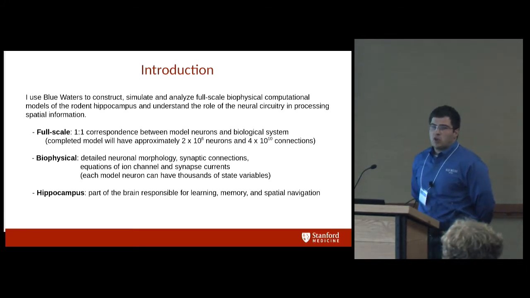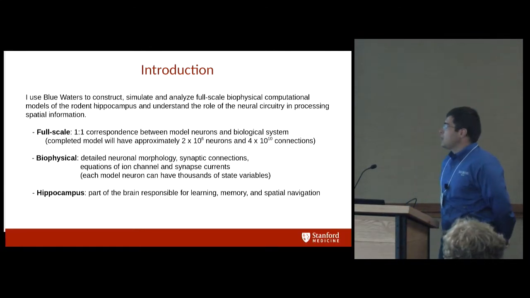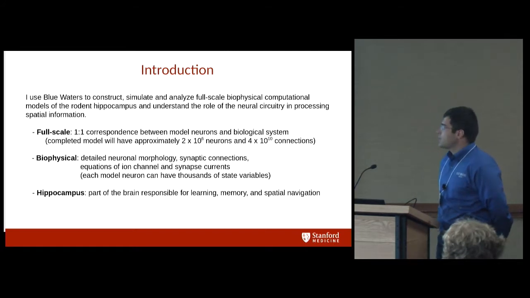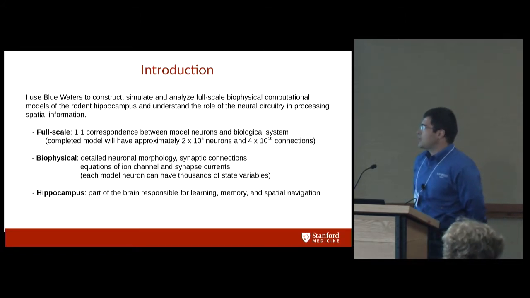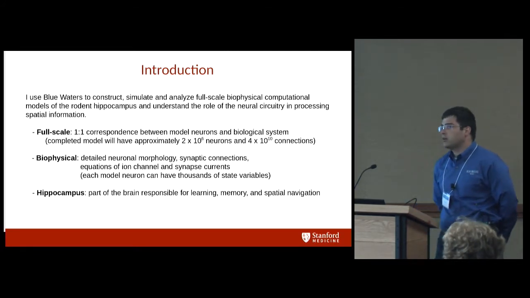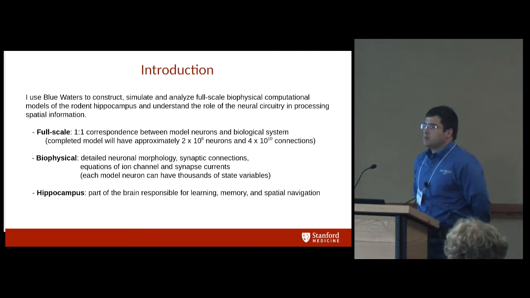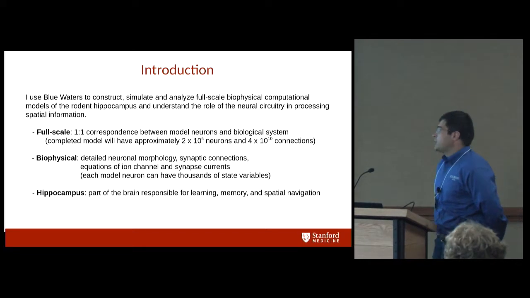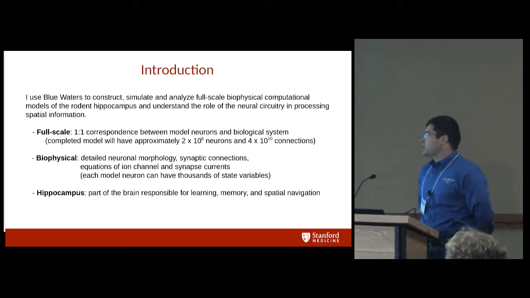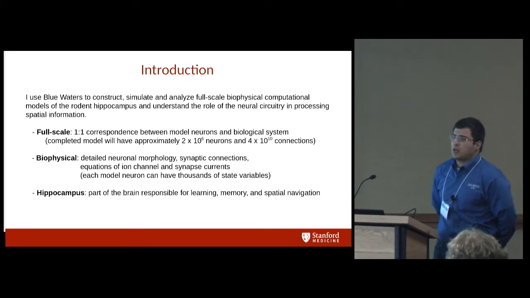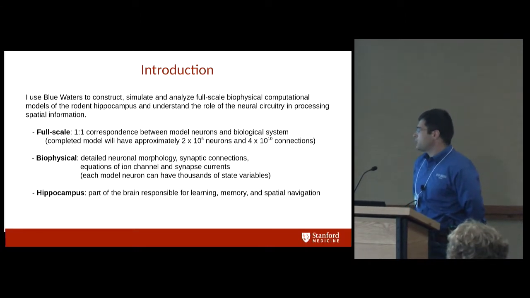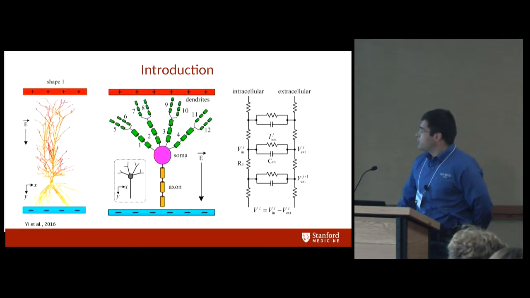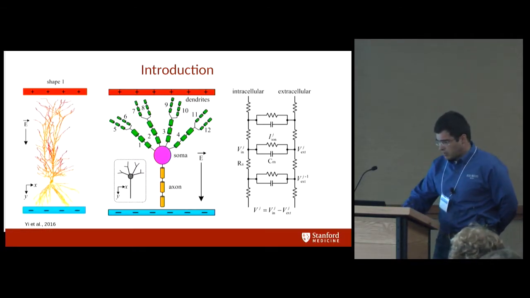We called our model biophysical because we include detailed neuronal morphology, the dynamics of ion channels, synaptic connections, and synaptic currents. And so every model neuron has on the order of thousands of state variables. And finally, the hippocampus is a part of the brain that is thought to be responsible for learning, episodic memory, and spatial navigation. So, a brief introduction about the methods that we use.